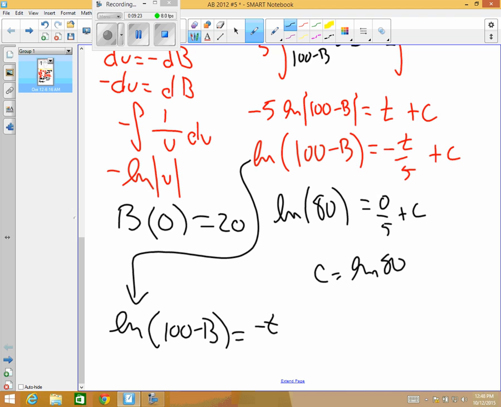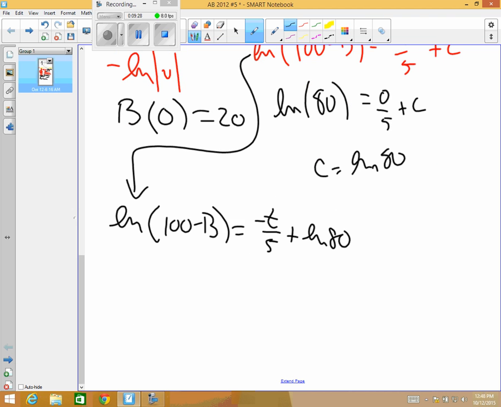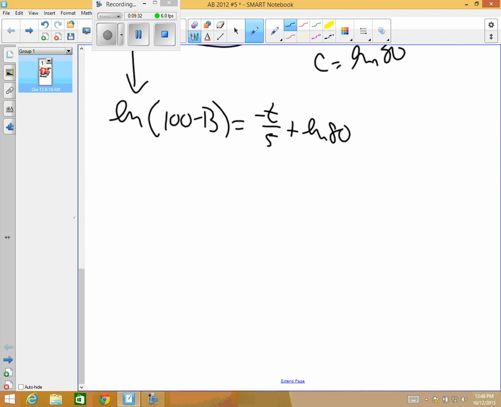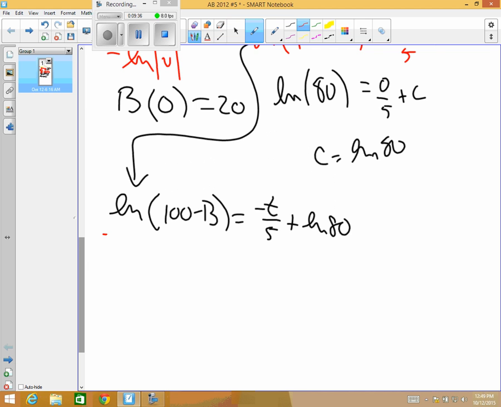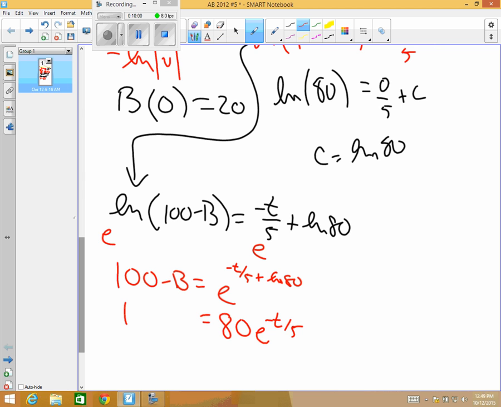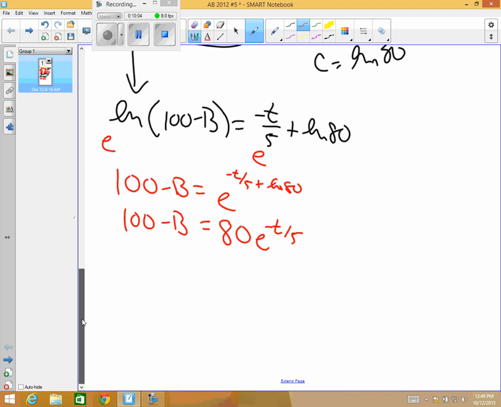It's time to get b by itself. So we want to solve for b of t. That means it's time to exponentiate both sides of the equal sign. That gives us 100 minus b equals e to the negative t over 5 plus natural log of 80, which really becomes 80 e to the negative t over 5. 100 minus b. Get that far and it's not so bad anymore. This was a lot of work. That's why it's worth 5 points. There's a lot going on here. So if we try to get b by itself now, we could say b equals 100 minus 80 e to the negative t over 5. And that's what we're looking for as our final answer.